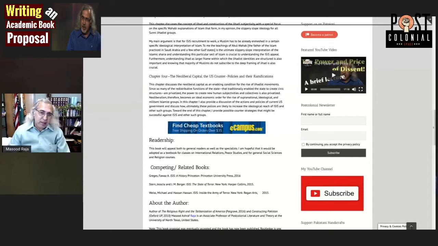And then is another important thing, competing and related books. Now, don't leave it blank. Your publisher knows that no book is produced in a vacuum. Here I was a bit brief, but what you can also do is give a list of competing and related books, and then under each book you can explain what your book adds to that book. How is it different from that book? What aspects that particular book doesn't cover but yours does.